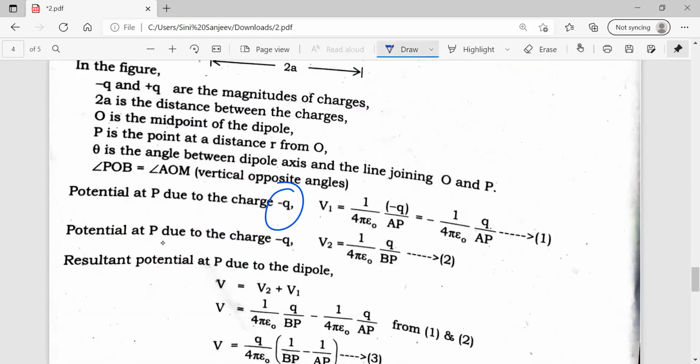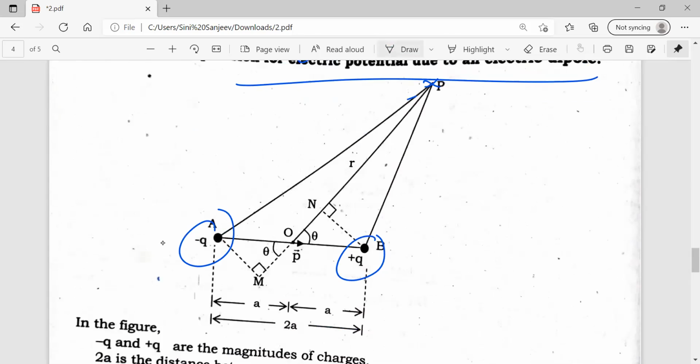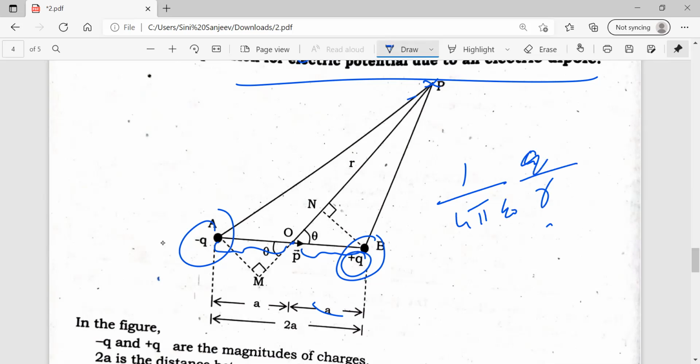Electric potential due to minus q charge. It will be what? Minus q, that's all. In the sense, minus q by what? What is my distance from this particular point? This is AP. Correct? For plus q, it will be BP. So electric potential formula is 1 by 4 pi epsilon naught q by r, basically. So here r is what? First thing, AP for minus q, because we are taking the point P, and for plus q it is BP.